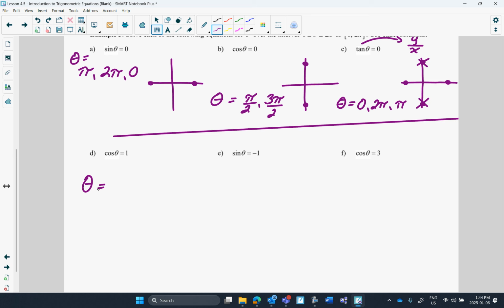0 and pi and 2 pi, where cosine is 1. 0 and 2 pi is correct. What about where sine or y is -1? 3 pi over 2.